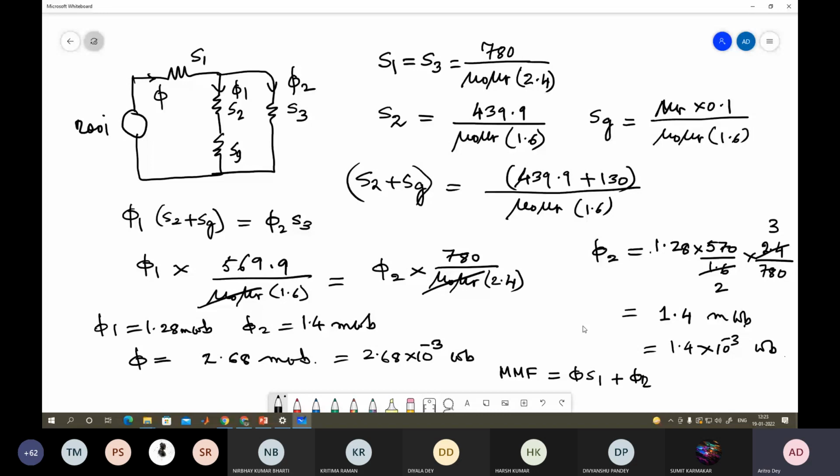What is your phi into S1? Phi is 2.68 into S1. For S1, now you need to use their value, mu 0, mu r, you have to use. So let us now solve it somewhere else. This is the part of MMF1. MMF1 is equal to 2.68 into 10 to the power minus 3 into S1, which is 780 by 2.4 into 4 pi 10 to the power minus 7 into 1300. Okay. So can anyone solve this? Let us do it part by part. 2.68 divided by 2.4 has come as 1.1167.